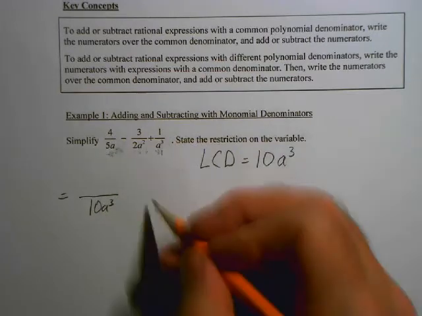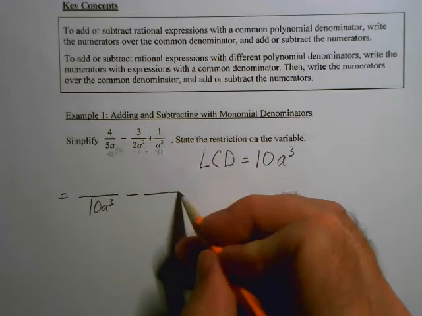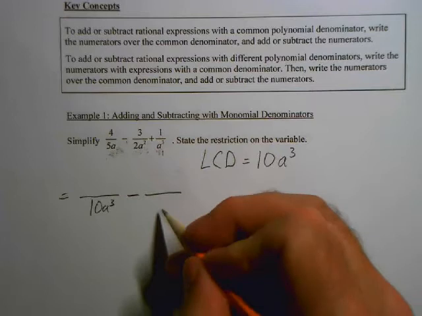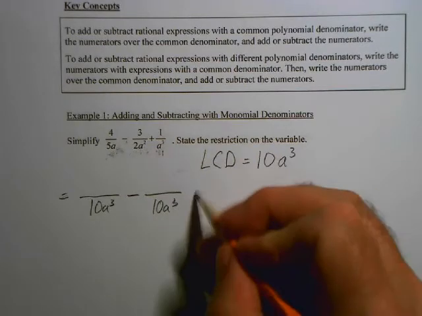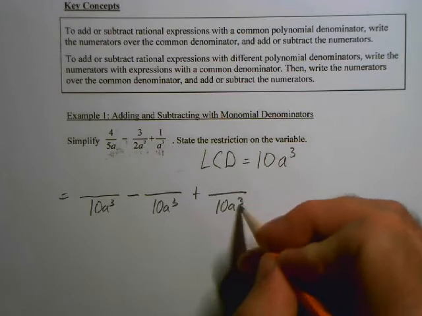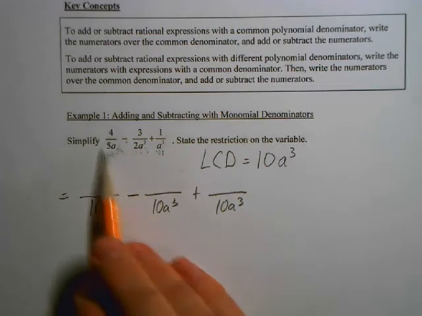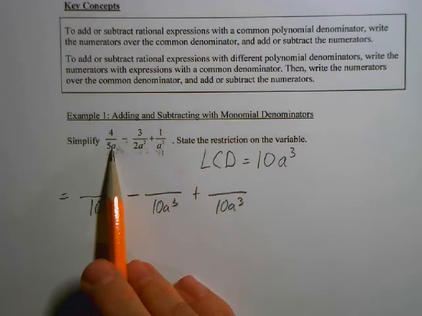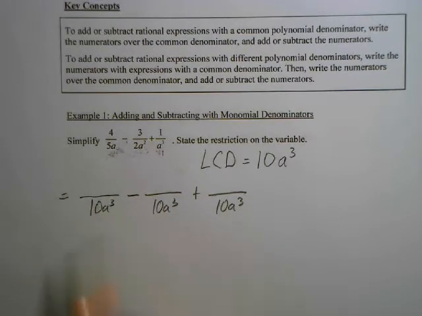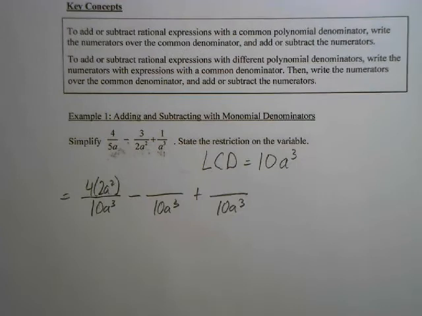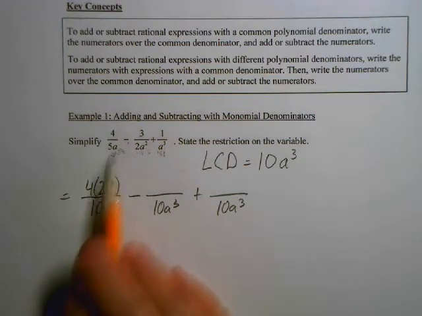First, I'll just put in my 10a cubed for all three, putting in the correct sign between the terms for adding or subtracting. This one's an addition. Okay, so just like last time, for this rational expression, I have a 5a in the bottom, and in order to create a 10a cubed, I'd have to multiply the 5a by 2a squared. So that means I also have to multiply the top, the numerator, by 2a squared. So I'll show what I'm doing there. So basically I multiply top and bottom by 2a squared.